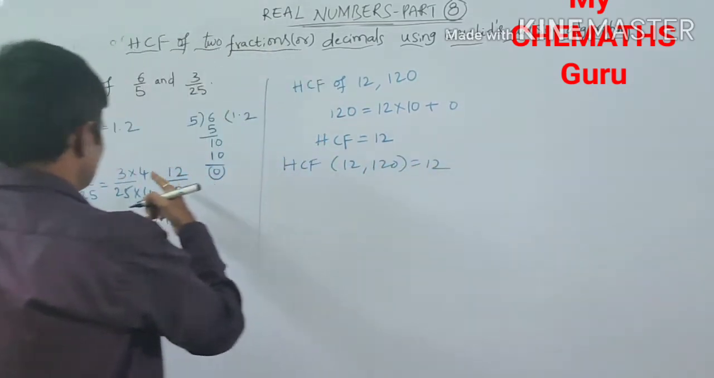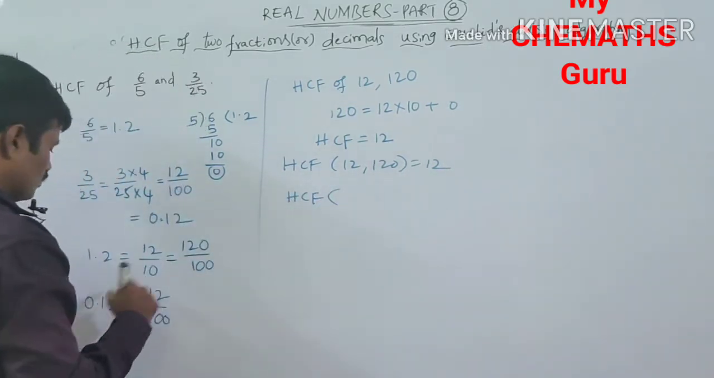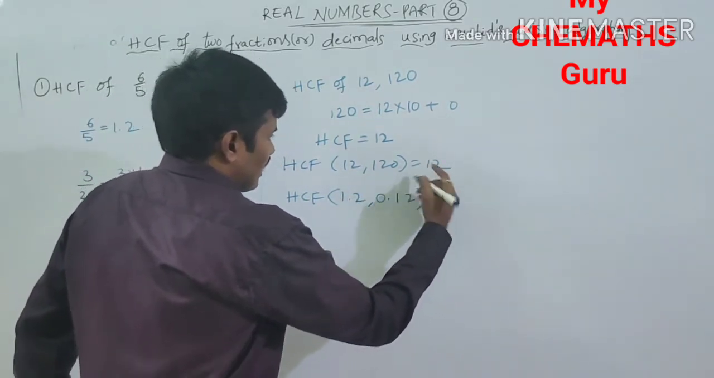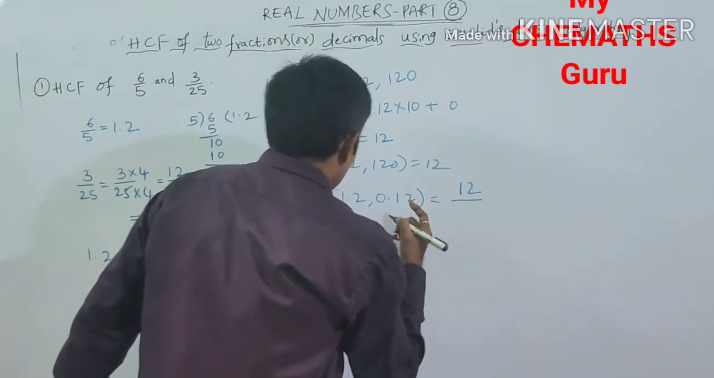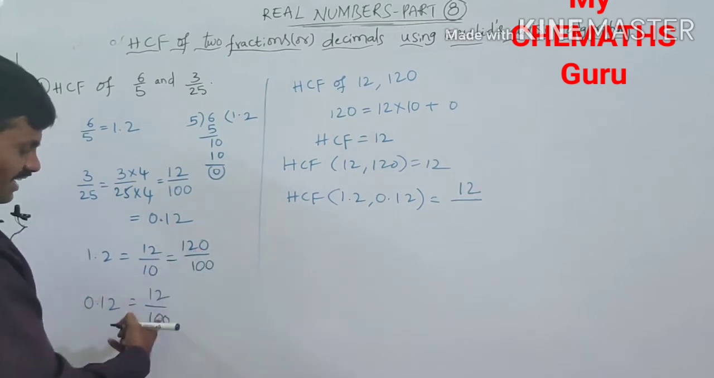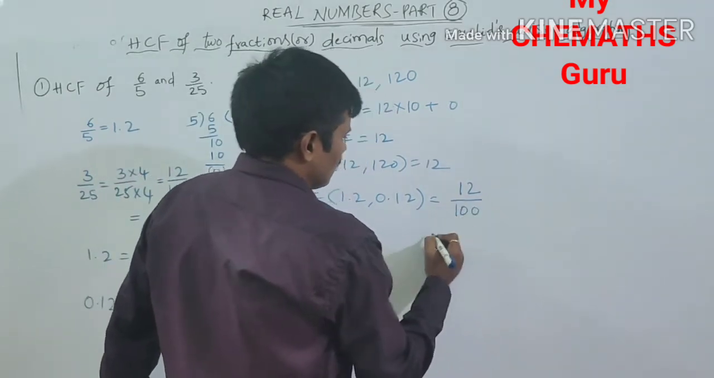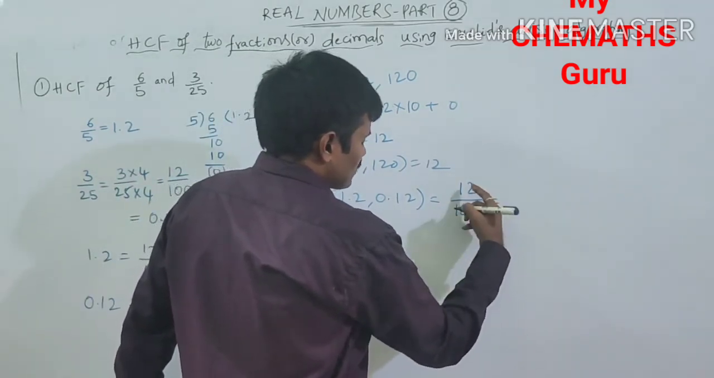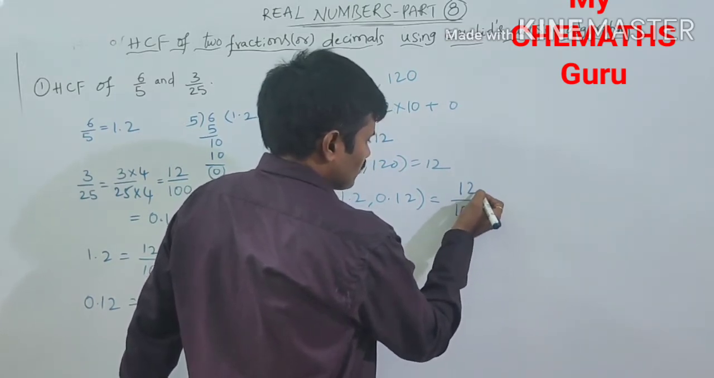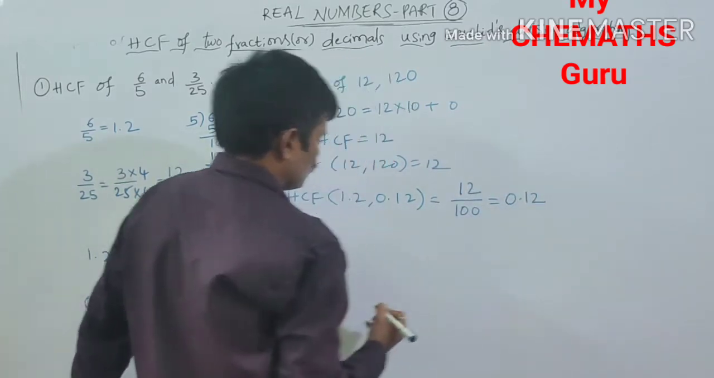But what do you want? HCF of 1.2, 0.12. Here we got 12, and what is the denominator in both cases? Same denominator. These are like fractions. So how much is the denominator here? 100. So write 100 here. If you write this fraction in decimal form, in the denominator there are 2 zeros, so the decimal point shifts from right to left, 2 digits to the left side. Okay. Then it becomes 0.12.